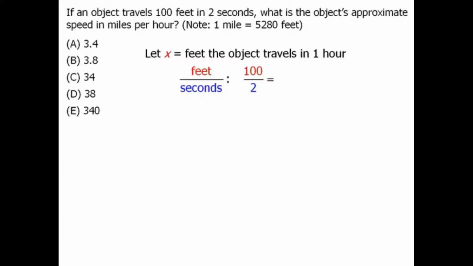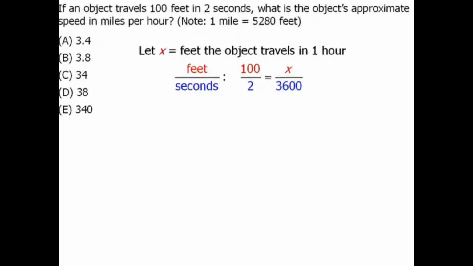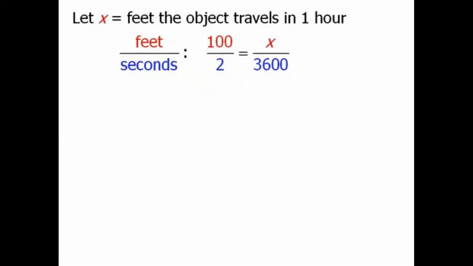We'll now write an equivalent ratio, X, and we want to know how many feet this object will travel in 1 hour. So rather than write 1 hour here, since we're dealing with seconds in this ratio, we will write 3,600. In other words, we want to know how many feet the object will travel in 3,600 seconds, which is the same as 1 hour. And now we can solve this for X.